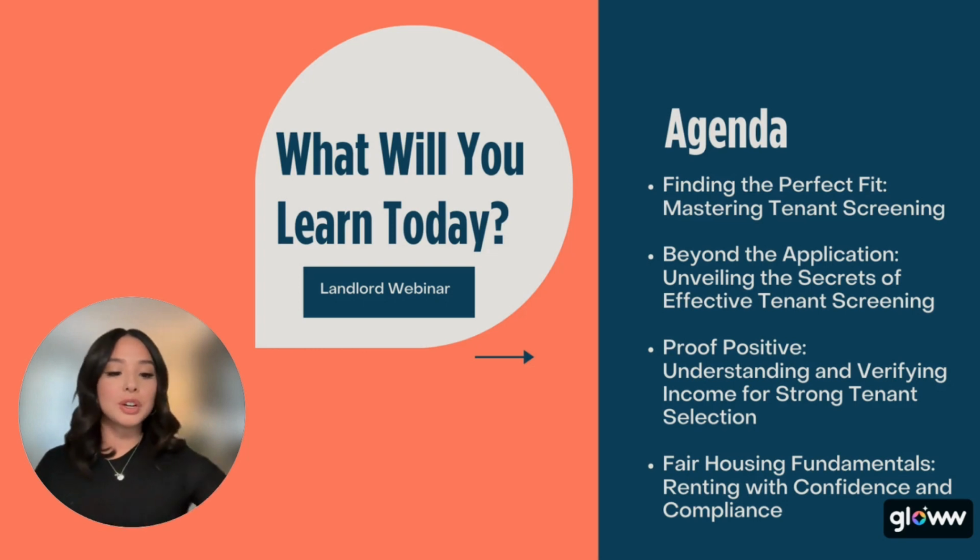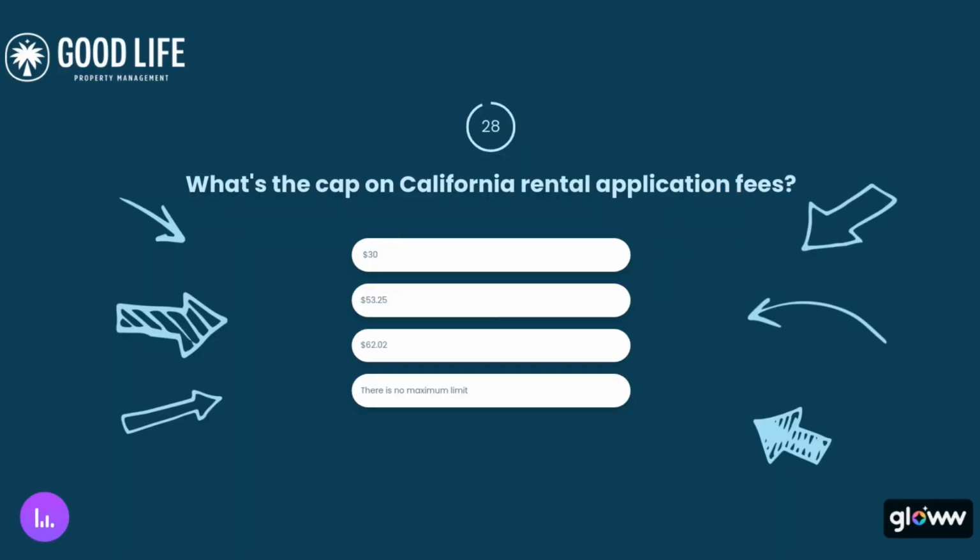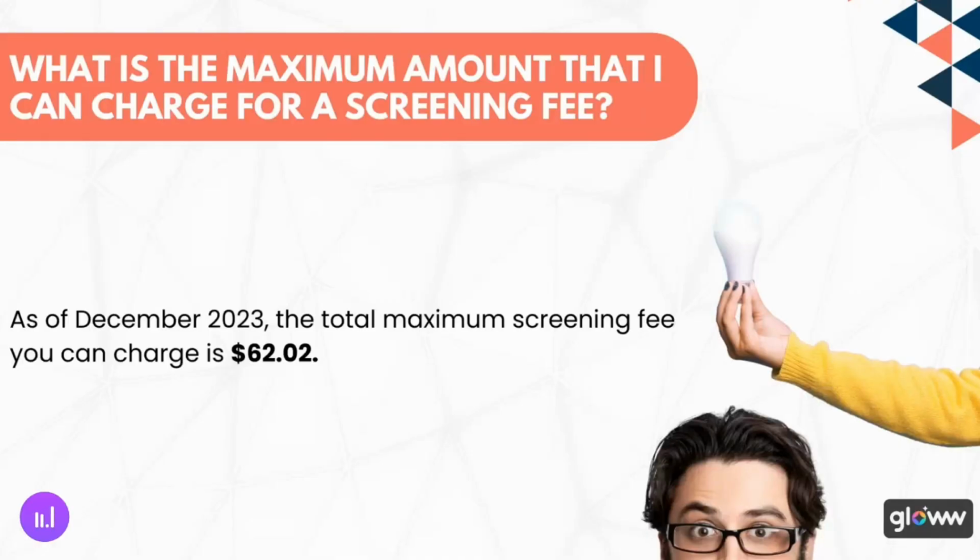Before we move forward, we have a little trivia question, icebreaker. If you're comfortable, feel free to give it your best shot. What is the cap on California rental application fees? Awesome. So as of December 2023, the total maximum screening fee you can charge is $62.02. Thank you guys for participating. We're all here to learn together.